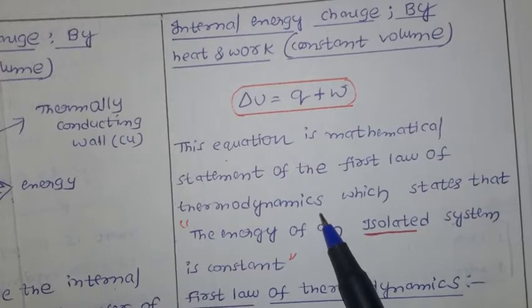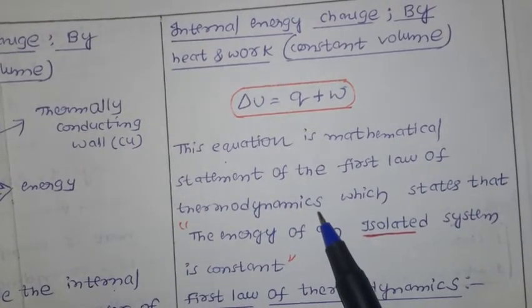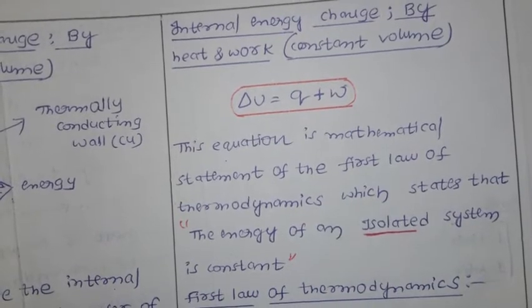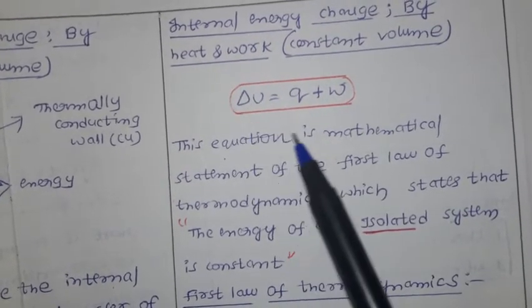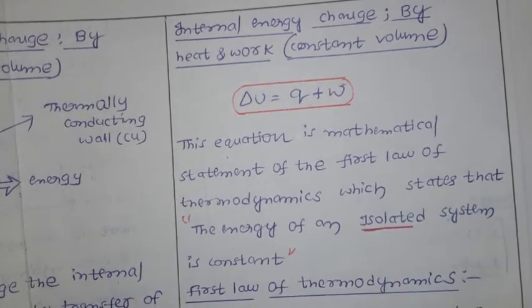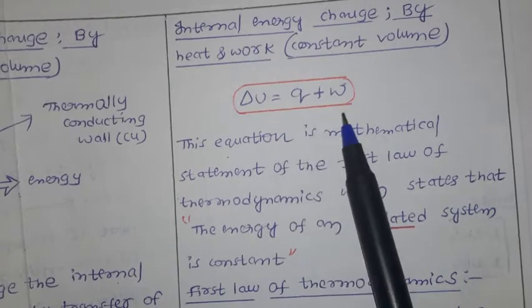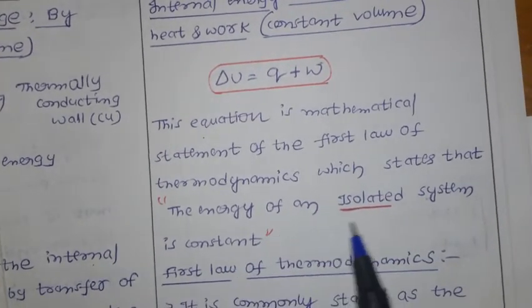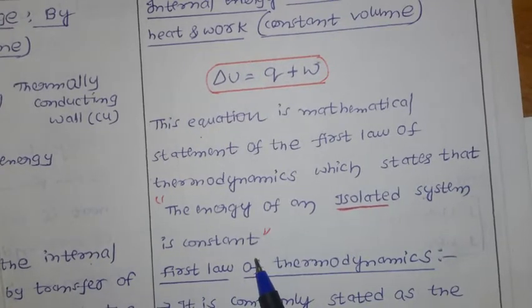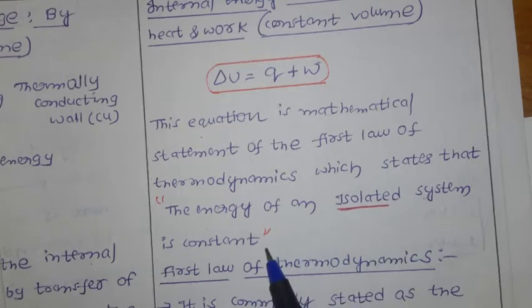Already we discussed that in thermodynamics we have laws. Now let us discuss what the first law of thermodynamics means. The exact definition I will discuss next. The mathematical expression for the first law of thermodynamics is delta U equal to Q plus W. Now what does it tell? The energy of an isolated system is constant.